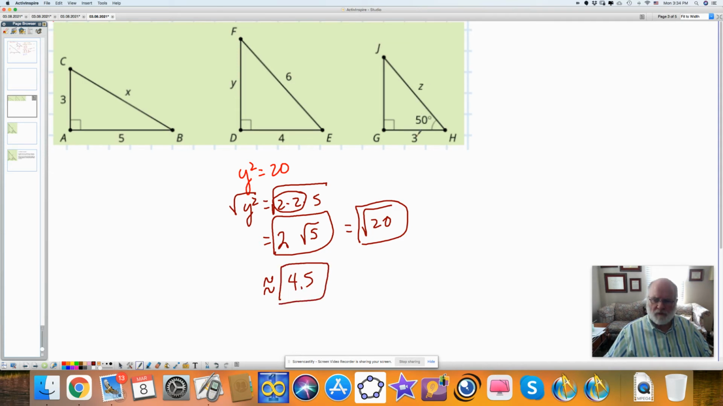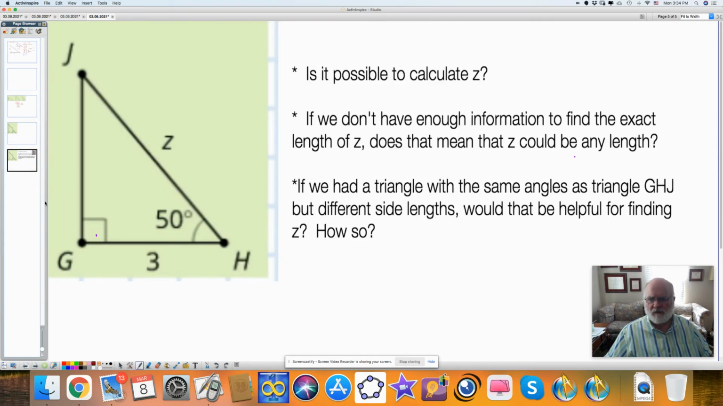But the question comes in with this guy for z. In fact, the synthesis of this activity: is it possible to calculate z? We don't know what this is. The only thing that we're given is one side length and an angle. We know that we can use the Pythagorean theorem if I have 2 side lengths, whether it's the 2 legs and I'm looking for the hypotenuse, or the hypotenuse and one of the legs, I'm looking for one of the legs. But here, I'm given an angle and a side length.